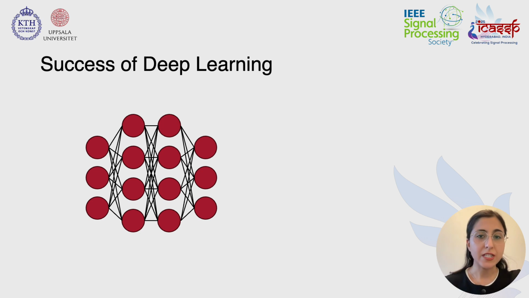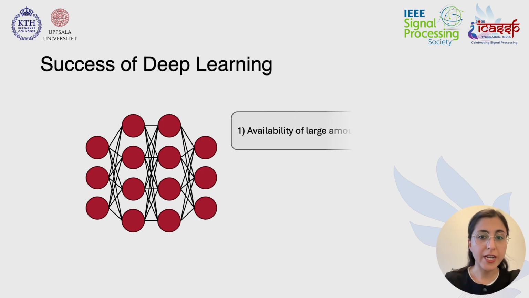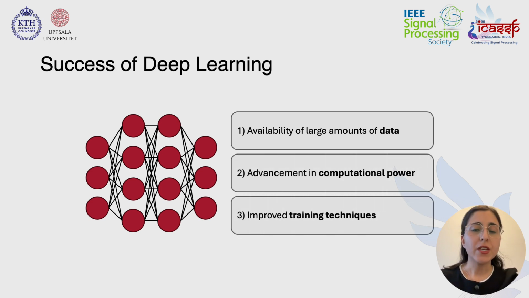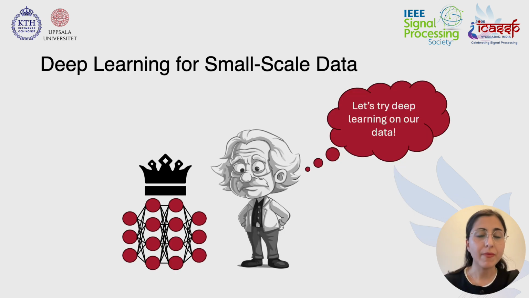So, deep learning has completely changed the game in so many fields, and honestly, it's all thanks to three reasons. First, availability of large data sets. Second, powerful GPUs. And third, improved training techniques. These have enabled deeper models to learn more complex representations compared to traditional methods and outperform them in many domains. So deep learning works amazingly well with big data sets.